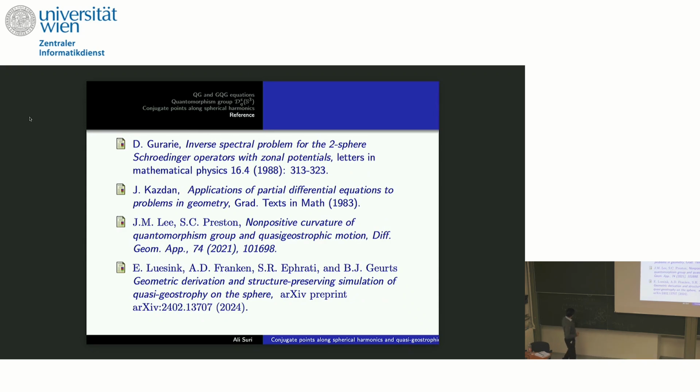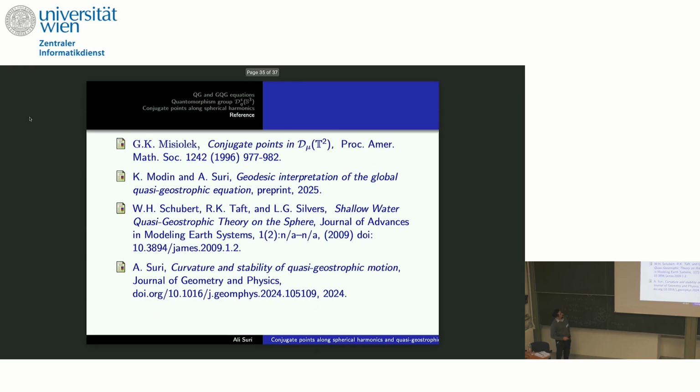This operator has a special name. It's called the zonal Schrödinger operator. This was the mathematical derivation of the global quasi-geostrophic equations. The preprint is not yet published.